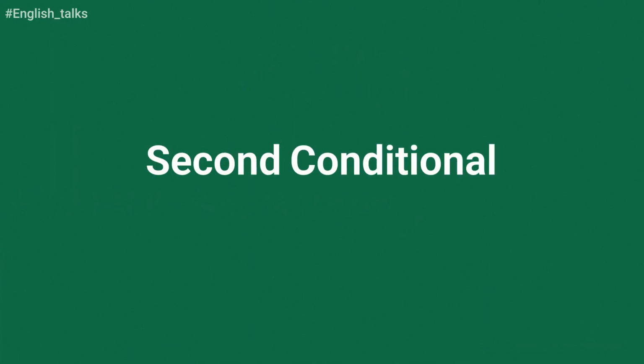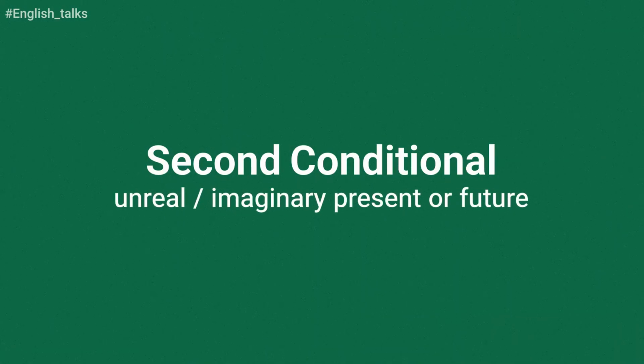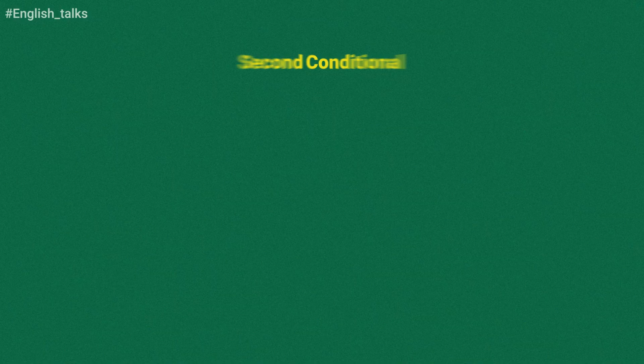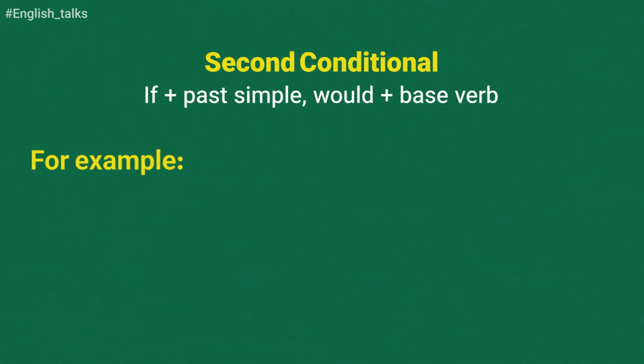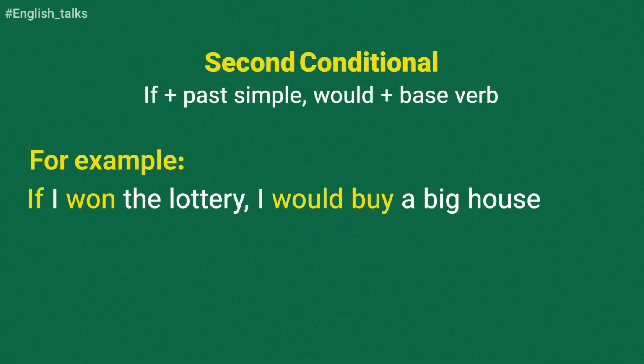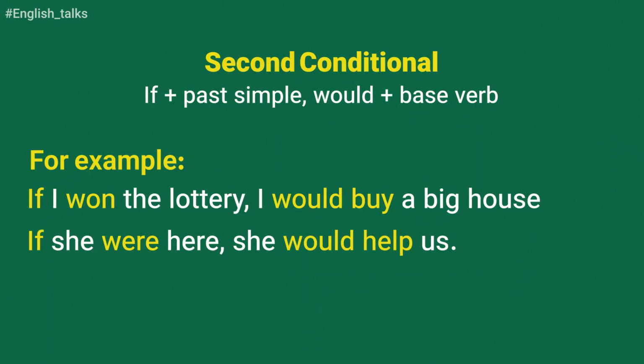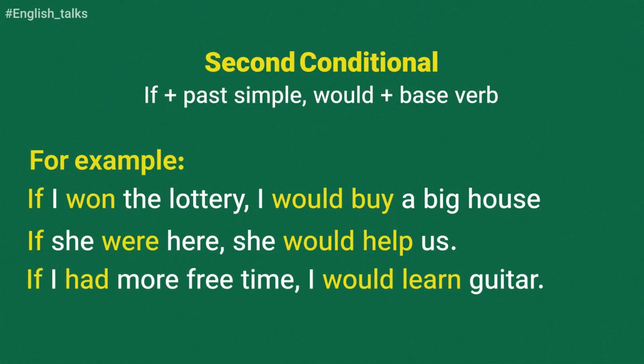Second conditional. It is used for unreal, imaginary present or future. The structure is very simple. If plus past simple and would plus base verb. It is used to talk about unreal or hypothetical situations. For example, if I won the lottery, I would buy a big house. Or if she were here, she would help us. Or if I had more free time, I would learn guitar.